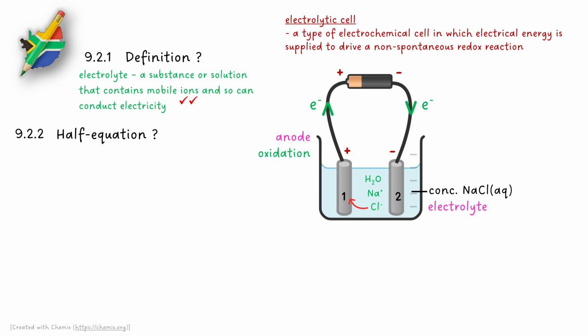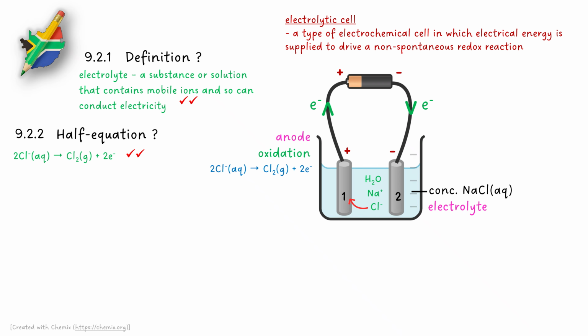The electrons lost by chlorine travel up the wire to the other electrode. This is the oxidation half reaction occurring at the anode. We can see that 2 chloride ions are needed to form 1 chlorine gas molecule. This is the main oxidation half reaction occurring.